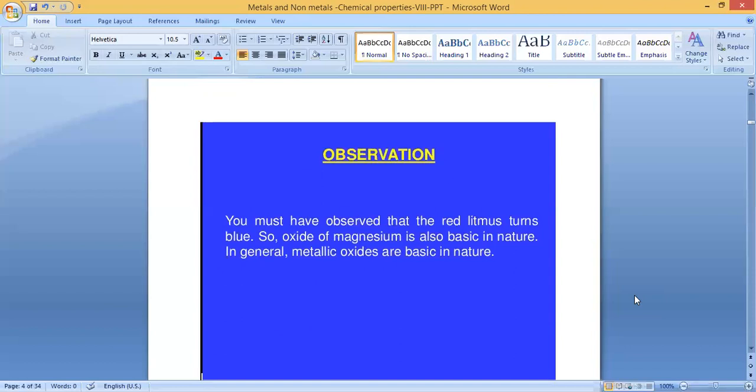Same like this, you can form magnesium oxide. How can you form magnesium oxide? Take one magnesium ribbon and just burn it. You will get the ash. You can dissolve that ash and mix it with water. Take one drop from that and put it on both red litmus paper and blue litmus paper. You can see that the red litmus turns blue. It shows that it is basic in nature. Clear? So metallic oxides are basic in nature.